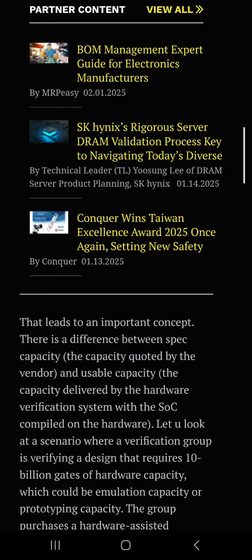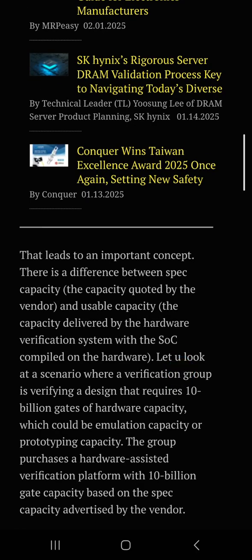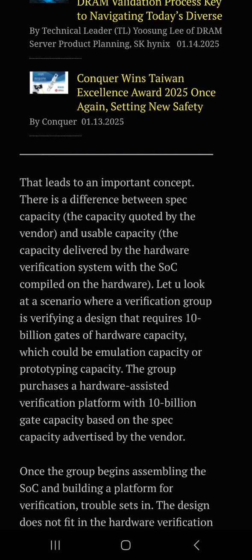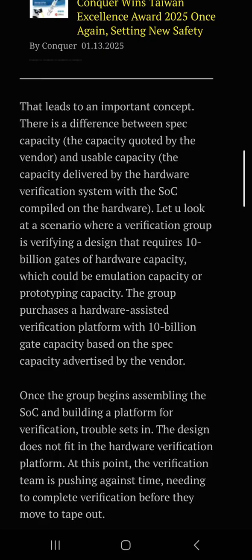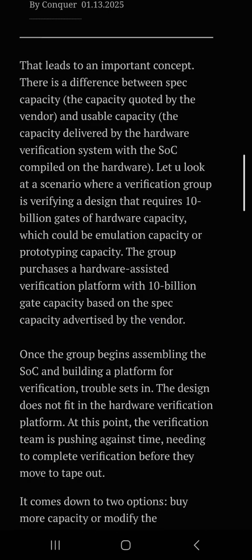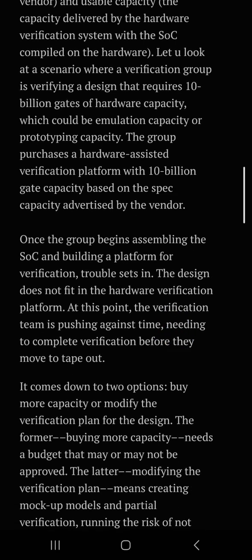There is a difference between spec capacity, the capacity quoted by the vendor, and usable capacity, the capacity delivered by the hardware verification system with an SoC compiled on the hardware. Let's look at a scenario where a verification group is verifying a design that requires 10 billion gates of hardware capacity, which could be emulation capacity or prototyping capacity. The group purchases a hardware-assisted verification platform with 10 billion gate capacity based on the spec capacity advertised by the vendor. When the group begins assembling the SoC and building a platform for verification, trouble sets in.